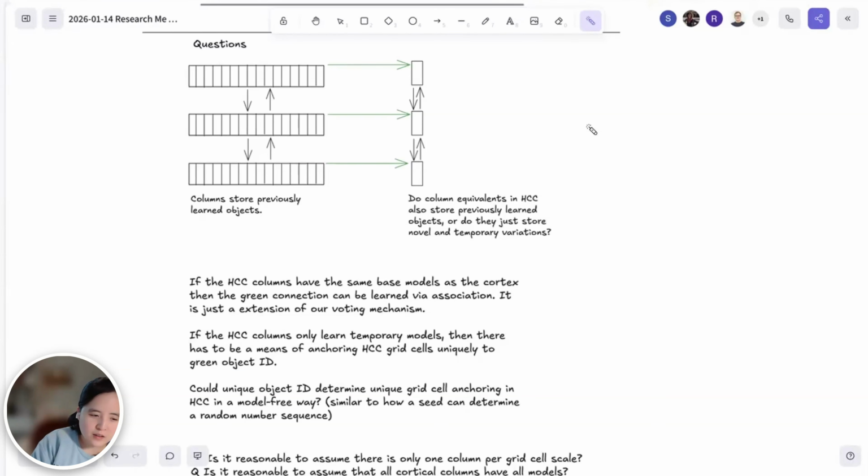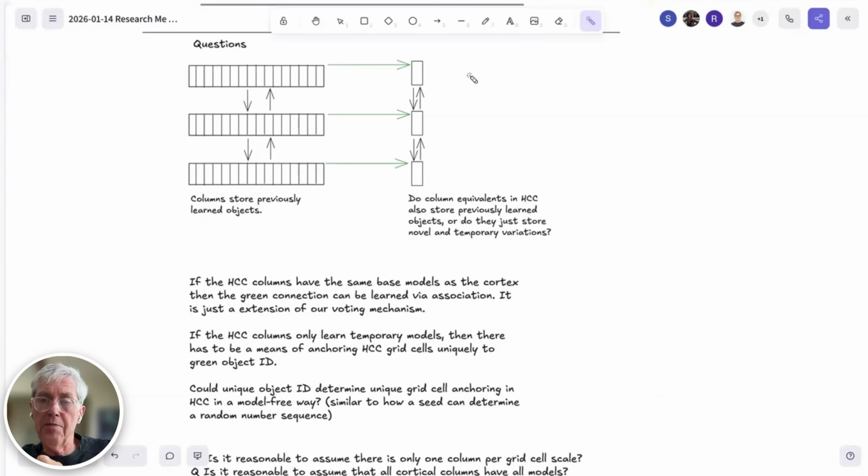So we're proposing that the object ID from the cortical column is supplying a unique root cell anchoring to the hippocampal complex. And that's supported by the paper that you posted above, where the V1 place cell activities correlated with the activities in the hippocampus.